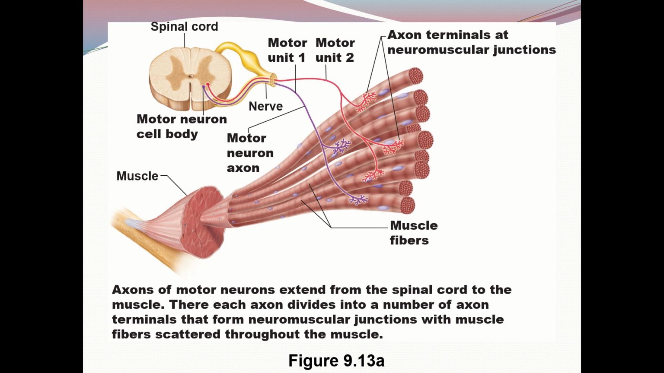So axons of the motor neurons will extend from the spinal cord to the muscle. There, each axon will divide into a number of axon terminals that form neuromuscular junctions with muscular fibers scattered throughout the muscle. So as motor unit number 1 fires, those 2 muscle fibers attached to it will fire simultaneously. Eventually, they're going to get tired. They're going to use up their ATP and glycogen or fatty acid stores for energy, and they're going to need to relax. So then motor unit number 2 is going to fire, and those 3 muscle fibers will contract and take over. And that's what that asynchronous firing was talking about earlier.